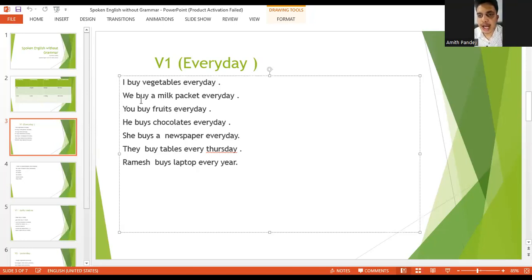So here, as we have, we buy. So we buy, and whatever things that you do, like we buy a milk packet every day. You buy fruits. Even in case of fruits, you can use any other object. So what we are doing, we are just taking the subject, followed by the verb, and then followed by any object. So in order to express the things on a daily basis, you can use the same verb, and you can make many more sentences like he.